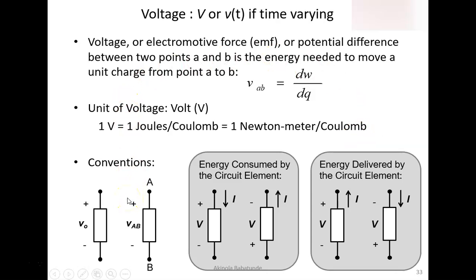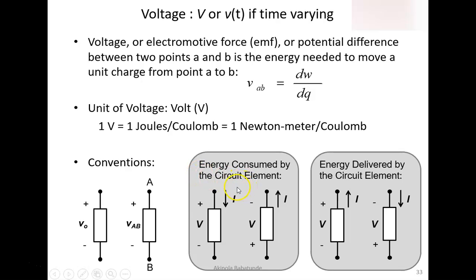So the conventions that we're going to be dealing with in this course: as you can see here, we have two terminals. This is terminal A, and there's another terminal here. V0 represents our voltage, and you can see positive and negative charges here. If we have terminal A and terminal B, the voltage across this element between these two terminals will be given as VAB. This is the convention we are going to use in this course for all our calculations and analysis.